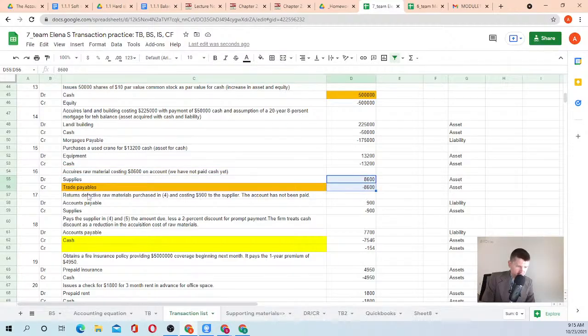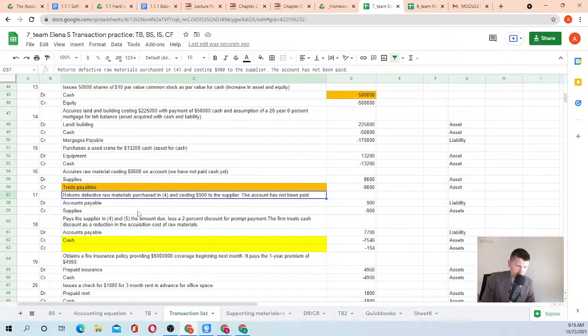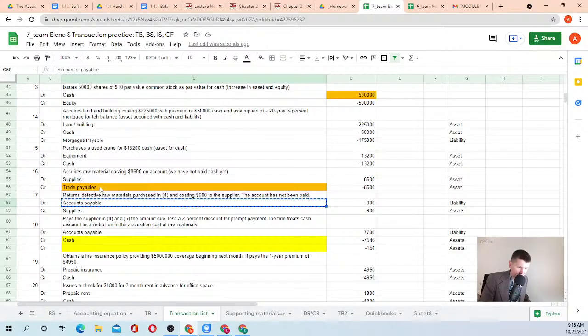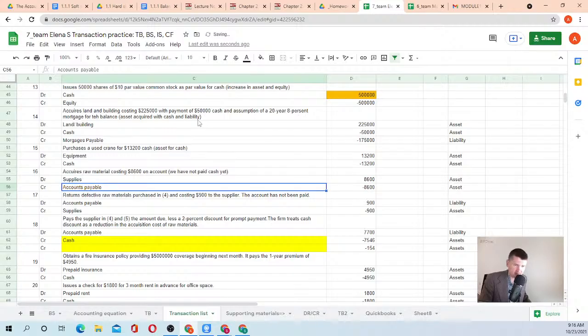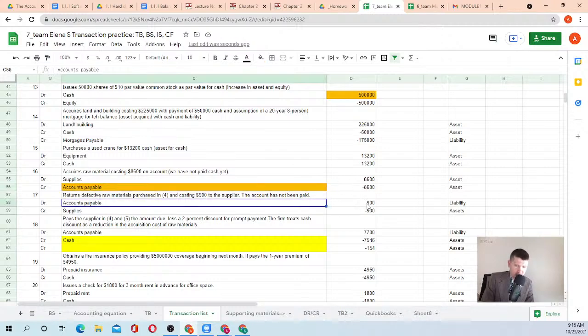Okay, so we change that. Returned defective raw materials purchased in number 4 and costing 900 to the supplier. The account has not been paid. It's interesting that Elena used accounts payable. So you can call it several different ways: vendor payable, trade payable, accounts payable. So I will just use the account which Elena used later in her task, which was accounts payable.